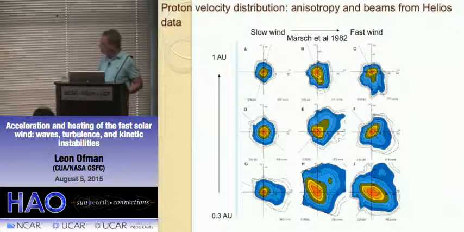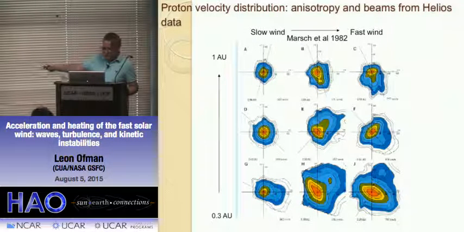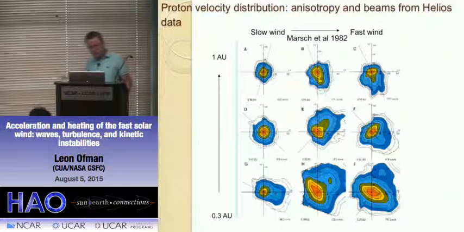The other thing you see is this little patch here, which is basically a beam. That means that you have some particles that are moving faster than the bulk of the population. So in fluid models, of course, the inherent assumption is that everything is isotropic. The kinetic effects are averaged out. Now, maybe in the slow wind it is okay because, as you can see, except very close to the sun, here the distribution is close to being Maxwellian.